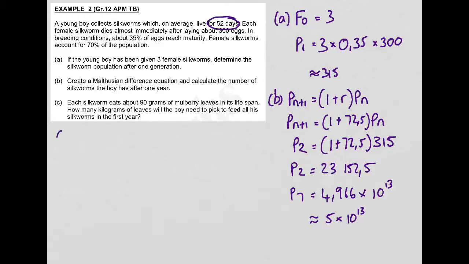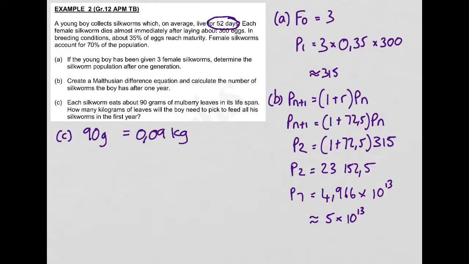Right, for question C, each silkworm eats about 90 grams of mulberry leaves in its lifespan. How many kilograms of leaves will the boy need to pick to feed all his silkworms in the first year? Okay, they've said that each silkworm eats about 90 grams, but the answer wants us to give it in kilograms, so we need to convert that amount into kilograms, which would give us 0,09 kilograms.